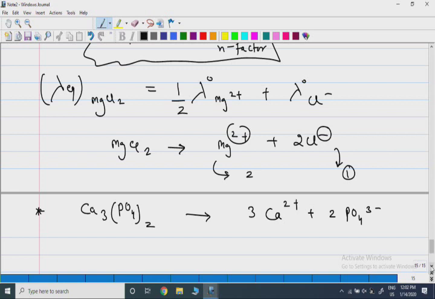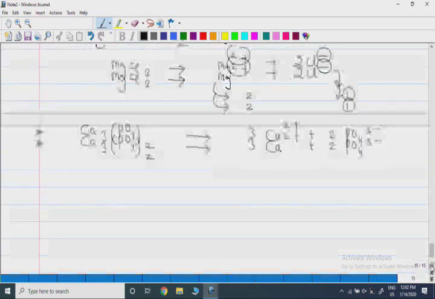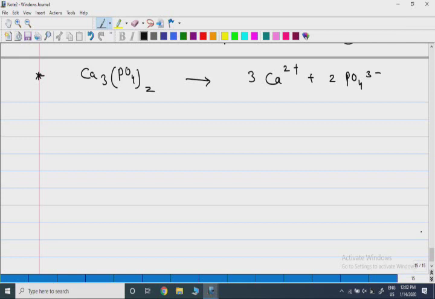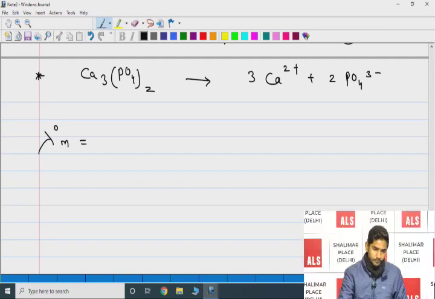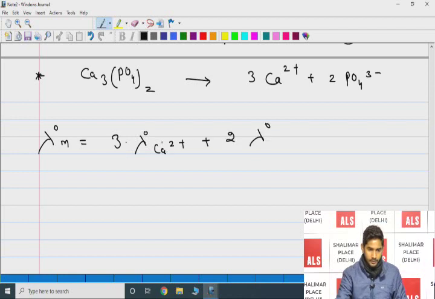Okay, so just look at this. Those who are finding difficulty in writing this one, just look at the screen. I'm telling you a simple trick. First of all, let's write the lambda naught m. Simply put the number of ions into lambda naught of the calcium 2 plus ions, plus twice of lambda of the PO4 3 minus. Get it?